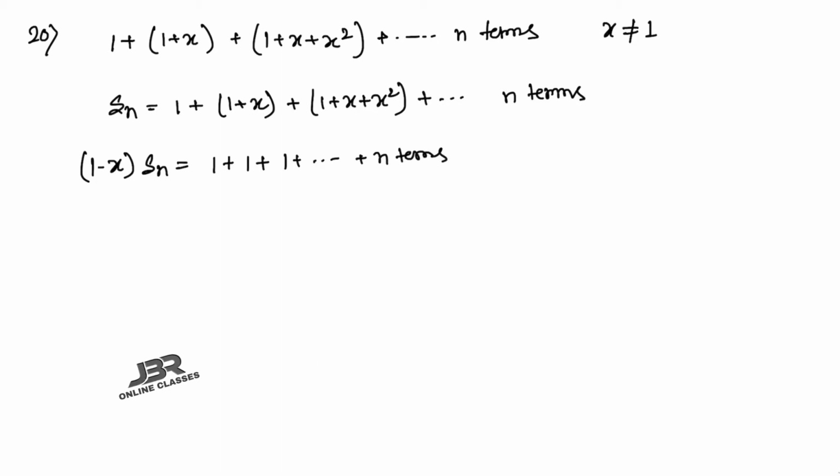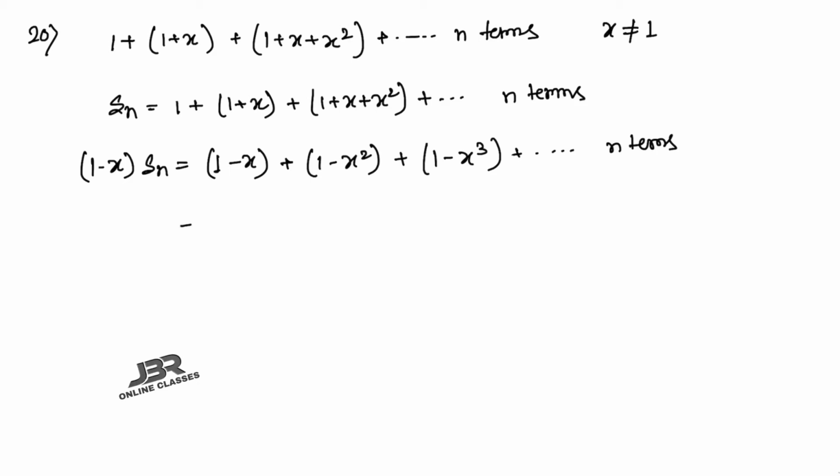Or, don't need to write it directly, just first write 1 minus x. As you multiply 1 minus x on both sides, this will be 1 minus x square, after that 1 minus x cube, plus dot dot dot up to n terms. So now you can write 1 plus 1 plus 1 dot dot dot up to n terms, and the next one will be minus common x, so x plus x square plus x cube plus dot dot dot up to n terms.